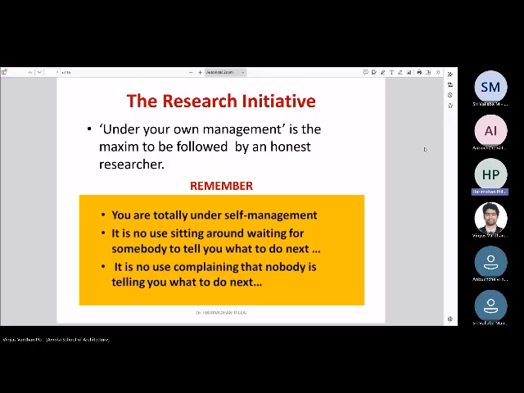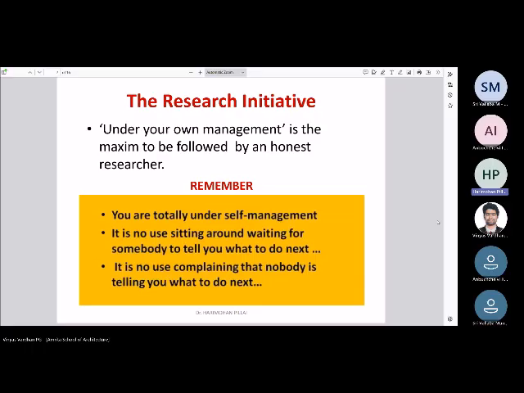All right. So one of the most important things that you have to realize is that though you are assigned a guide by the university, you are doing your own management. I mean, the guide is just an attachment for you to take help from, but you should not totally depend on your guide also. So under your own management is the maxim to be followed by an honest researcher. And that's the way an honest researcher works.